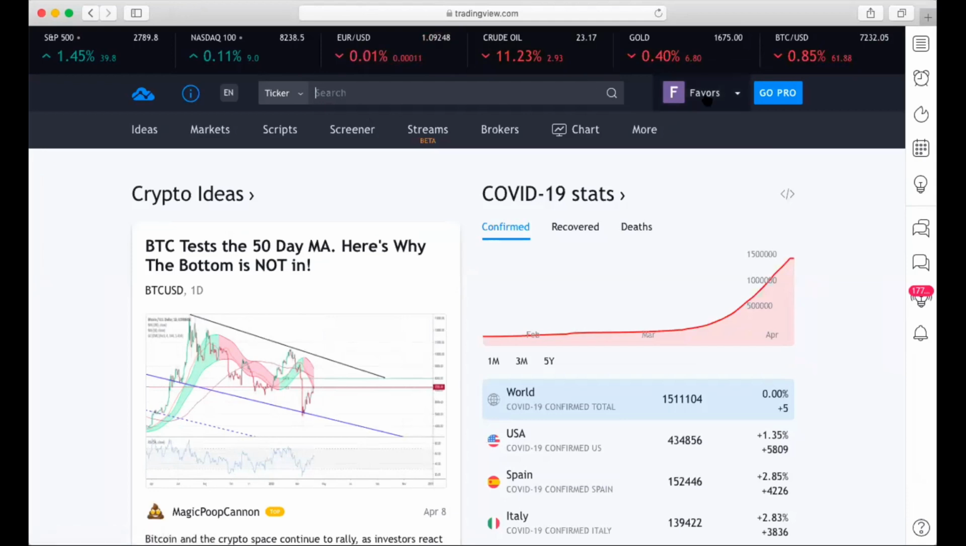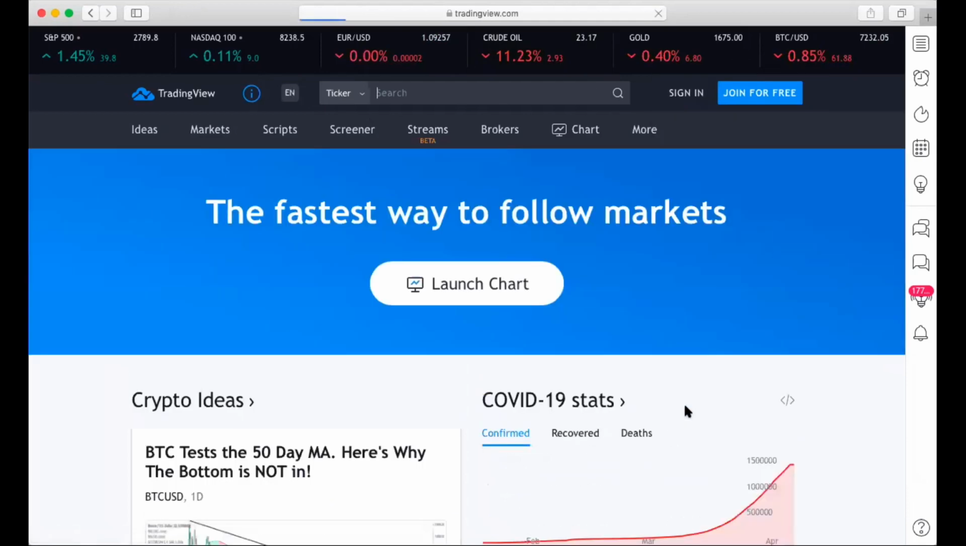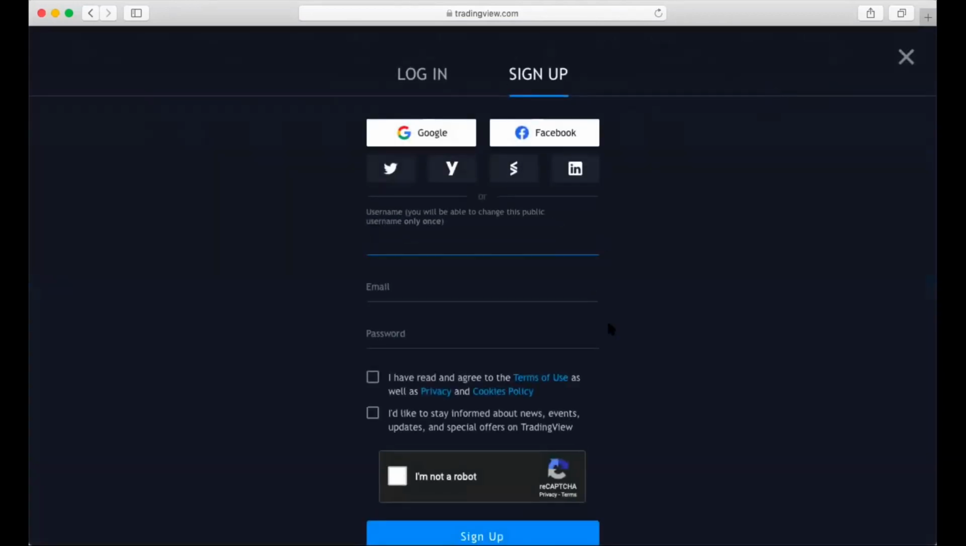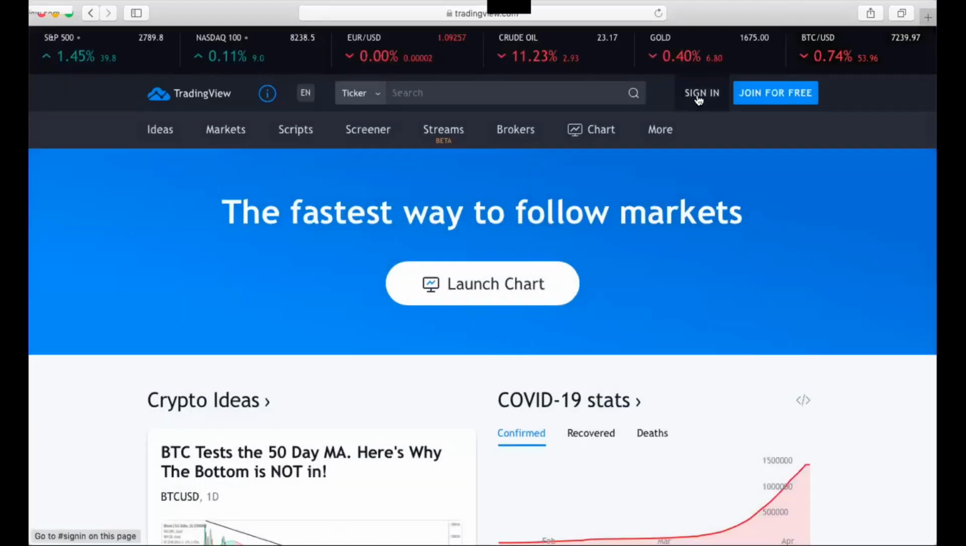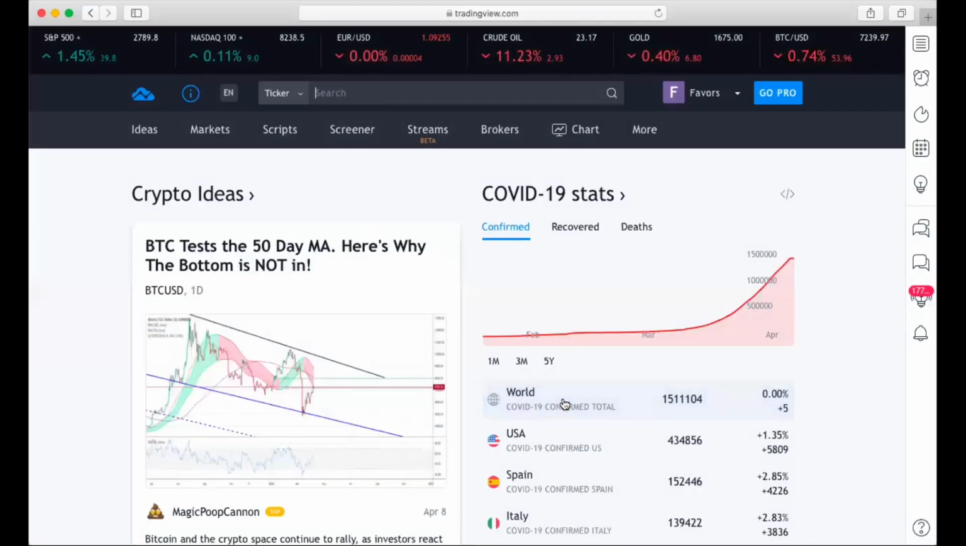Now, what will happen is when you first sign in or come in here, the screen will look like this. And all you've got to do is click here, join for free, put in your pertinent information, ladies and gentlemen, and then you will have your account. All right, so I'm going to go ahead and sign back in with mine, get in here. And then you will find here.